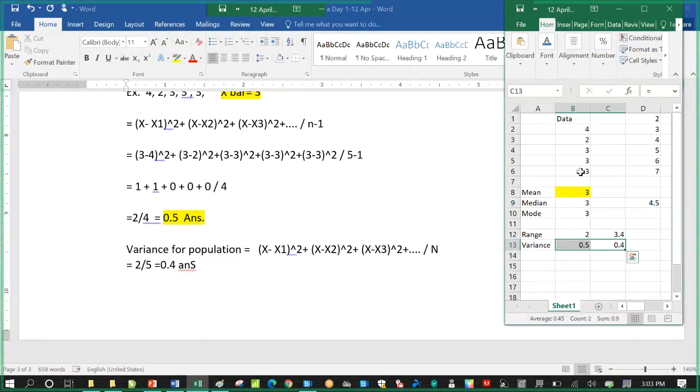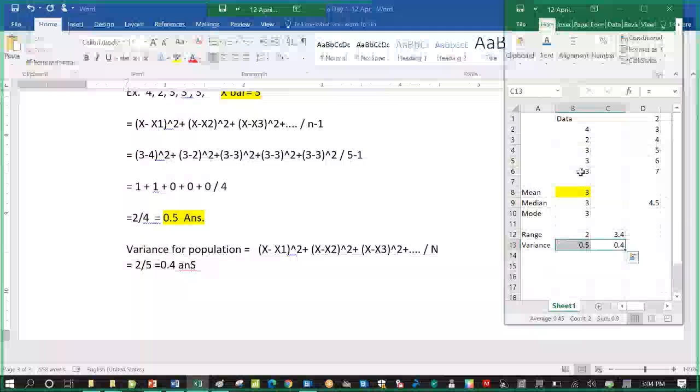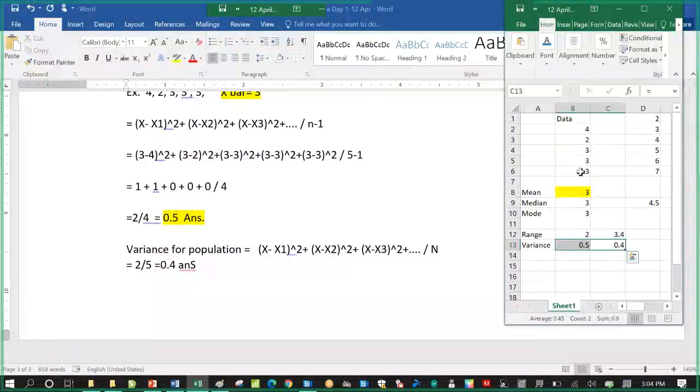A sample is a portion of a population. Correct. So let's say there are 5 data points. Assume that I have 5 data points, I have only 5. So I have only 5 people. That means it is a complete population I have, and I will calculate what is the variance.